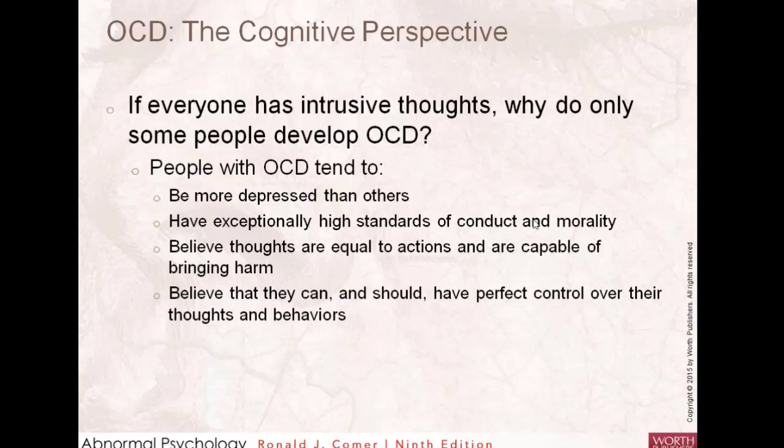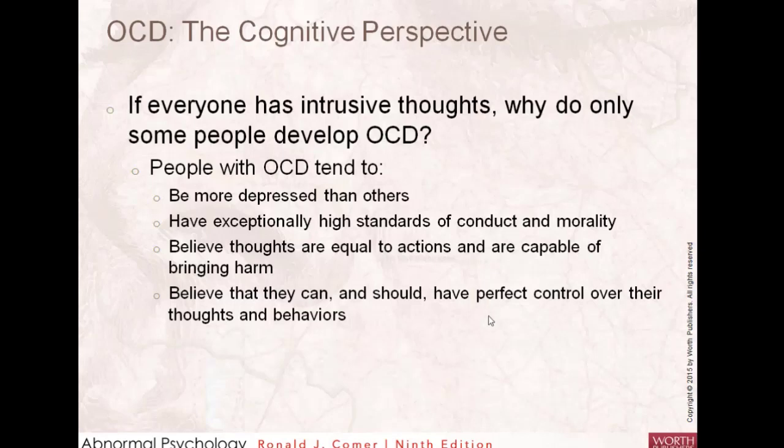Also, high standards of conduct and morality. So we talked about that. Excessive morality that can be related to religious issues. Believing that thoughts are equal to actions. So people feel like, because I thought that bad thing about you, I've actually physically harmed you. And then we have to do a compulsion to try to undo that. Of course, thoughts are not equal to actions per se. They don't have the same effect on the other person. But someone who has OCD may not realize that.